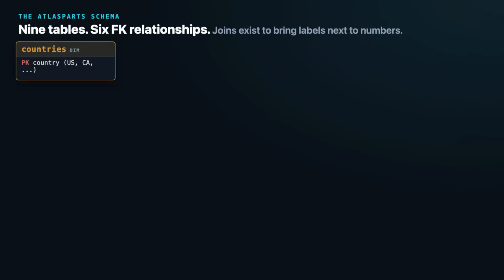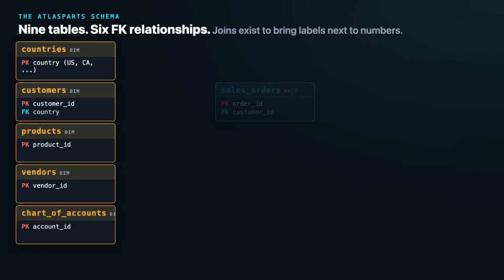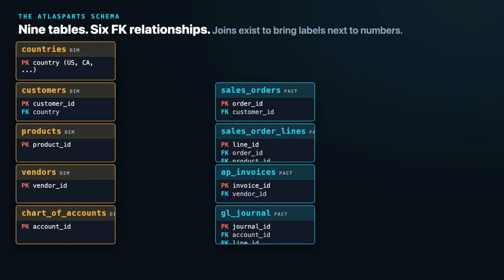The atlasparts schema, as a picture. 9 tables, 6 foreign key relationships. 2 patterns dominate. Fact tables hold the numbers: sales orders, sales order lines, GL journal, accounts payable invoices. Dimension tables hold the labels: customers, products, vendors, chart of accounts, countries.